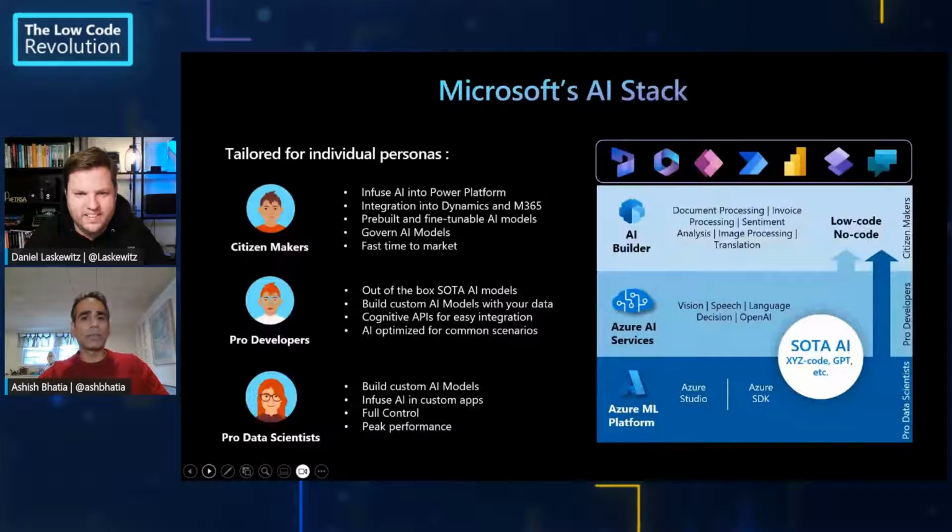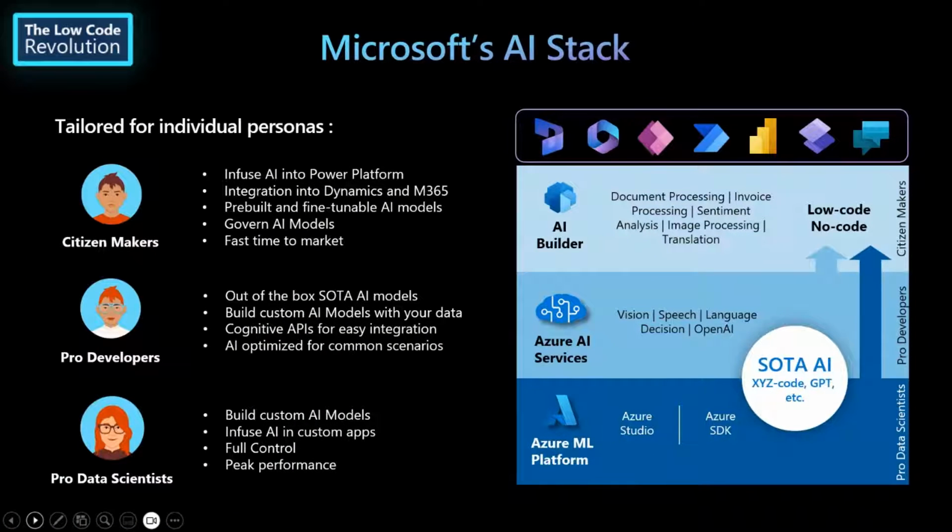Where does all of this stack up within the Microsoft AI stack? That's a question that we get asked a lot. So on the right side, you'll see a stack diagram. The bottom of it is your Azure Machine Learning platform. That is for pro data scientists to build their own custom models. They have the full control to make peak performance of their models and create fit-for-business AI capabilities.